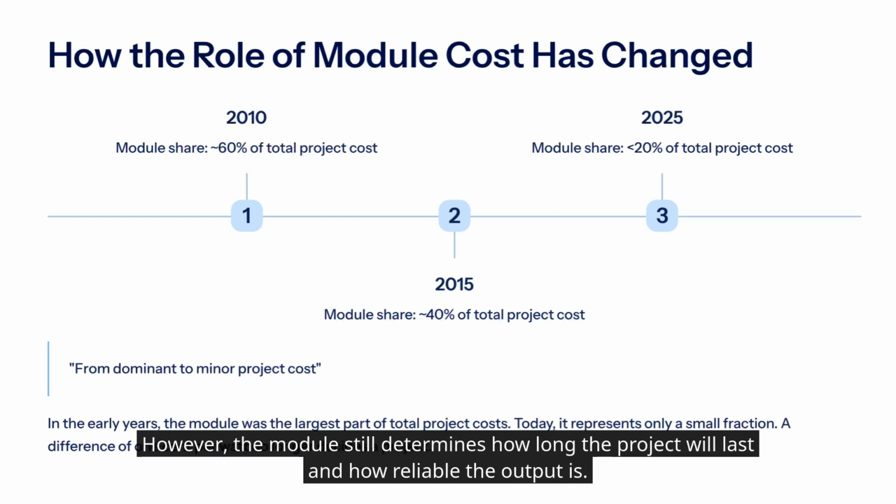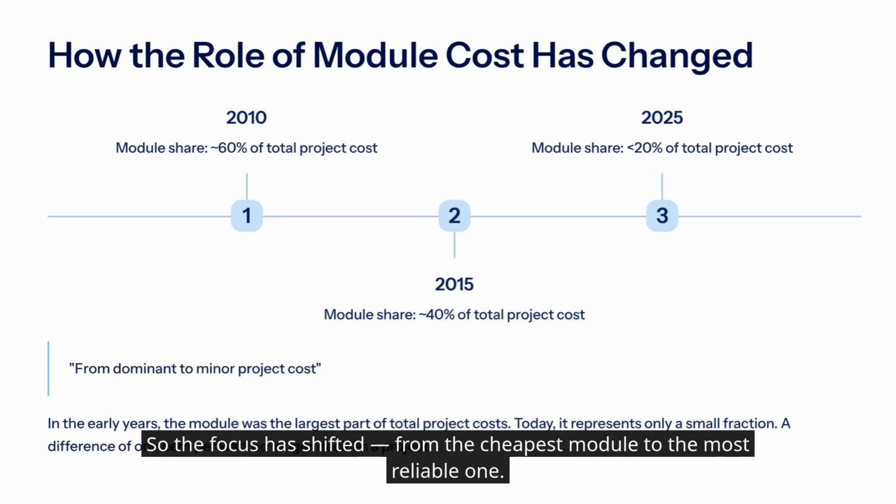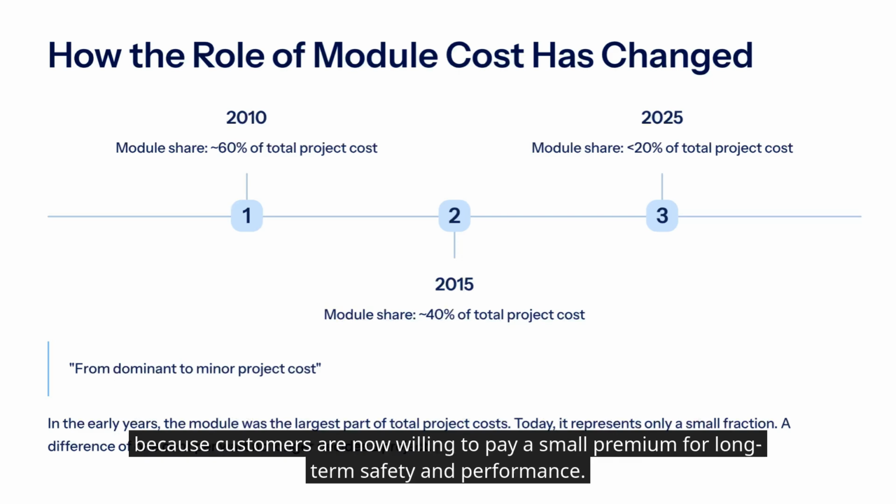However, the module still determines how long the project will last and how reliable the output is. High-quality modules reduce the risk of failure and secure long-term returns for investors. So the focus has shifted from the cheapest module to the most reliable one. This makes it much easier today to position local or premium modules successfully, because customers are now willing to pay a small premium for long-term safety and performance.